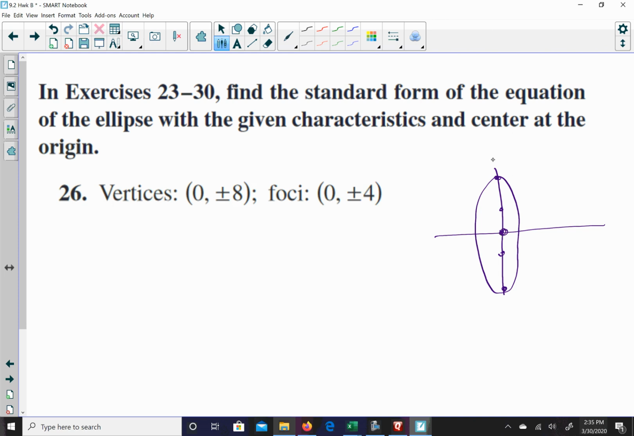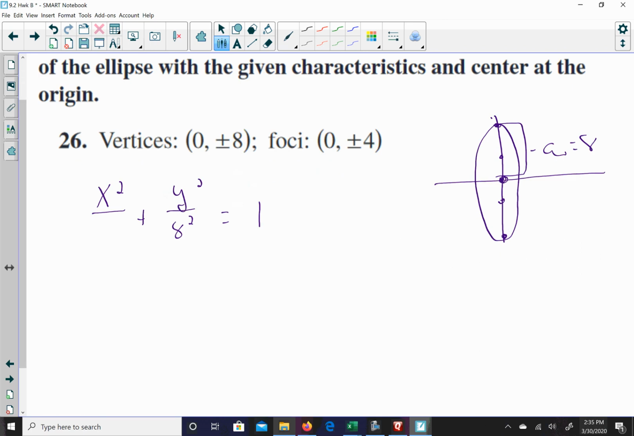So I know that since I have the center, I'm not adding or subtracting anything from the x or the y, so I can just write x squared and y squared. I like to set it equal to 1. This y is going to be, the distance from here to here is going to be my a. Well, the distance between 0 and 8 is going to be 8. So this will be 8 squared. I'll just leave it like that for a second. This will be my b squared.